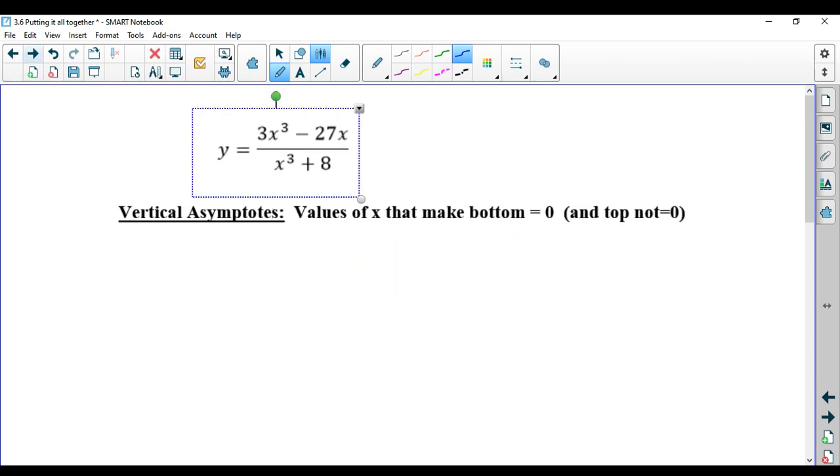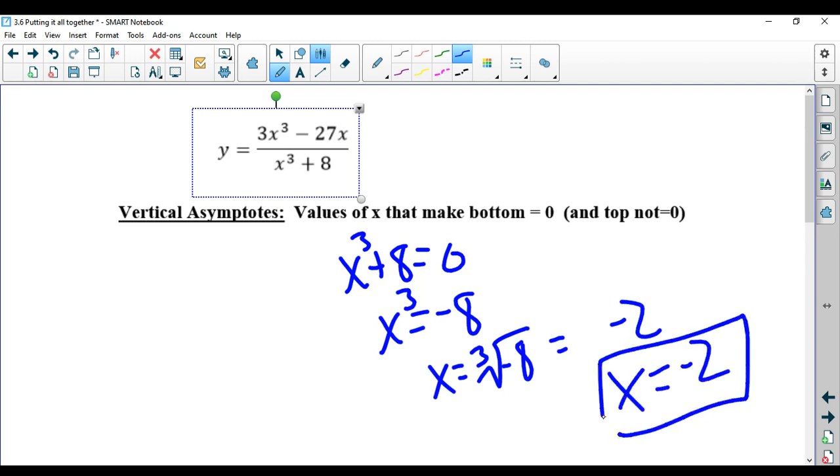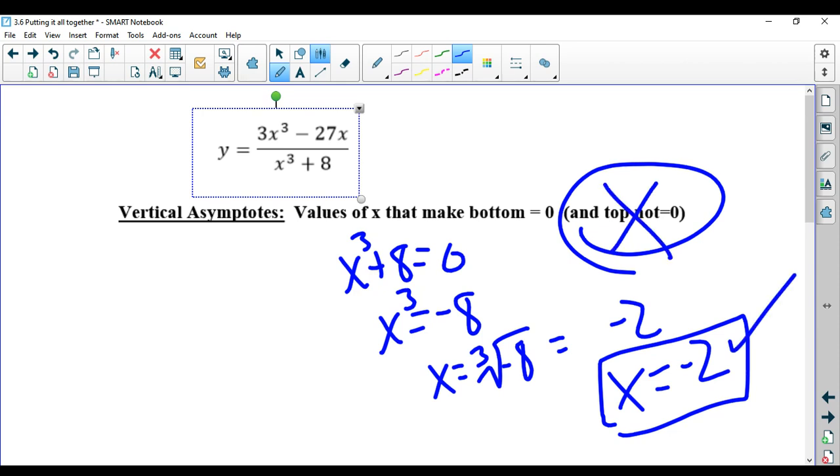Next, we'll look at asymptotes. Vertical asymptotes are values of x that make the bottom equal 0 and not the top. So x cubed plus 8 equals 0. X cubed equals -8. X equals the cube root of -8, which equals -2. So x equals -2 is your vertical asymptote. Make sure it doesn't make the top 0, but we already figured out the top is 0 at 0 and plus or minus 3. So it doesn't make the top 0, so it is a vertical asymptote.